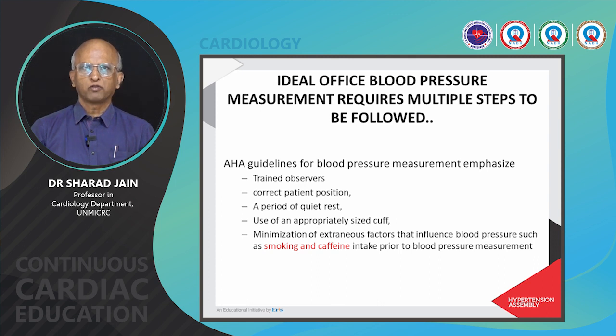AHA guidelines for blood pressure measurement emphasize that it should be done by a trained observer, correct patient position is important, a period of quiet rest before taking blood pressure, and use of an appropriately sized cuff is very important. Extraneous factors that influence blood pressure should be minimized, such as the patient should not have smoked in the last 1 hour, or taken caffeine, that means coffee or tea, or a meal, prior to blood pressure measurement.